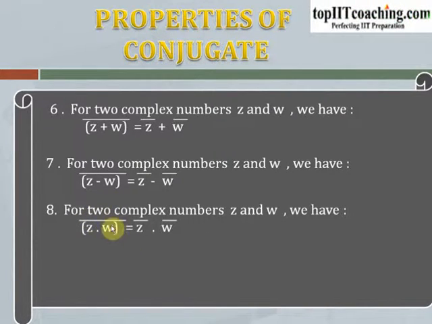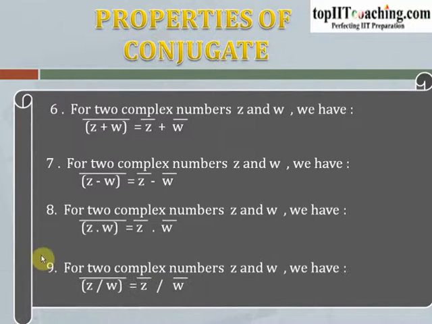The next is, for any two complex numbers z and w, we have the conjugate of z times w equal to z conjugate times w conjugate. We can simply write the conjugate of the product this way. The next property is, for two complex numbers z and w, we have the conjugate of z by w equal to z conjugate divided by w conjugate. So again we can say that the conjugate of the division of two complex numbers is equal to the conjugate of the first complex number divided by the conjugate of the second complex number.